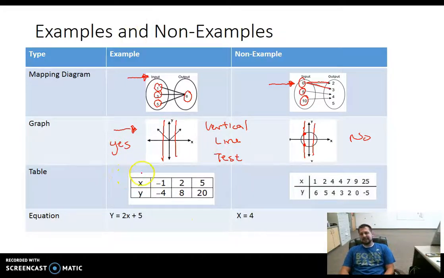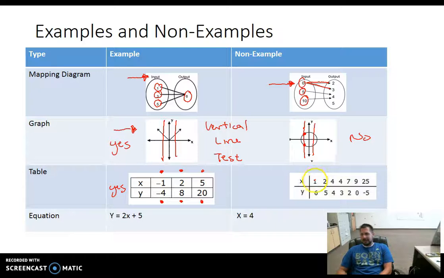Tables are a little bit easier because it's almost like a mapping diagram, but instead of drawing arrows, they're saying, okay, for this x value, -1, my y value is -4. For 2, it's 8. For 5, it's 20. As long as the x values do not get a different y value, in other words, they only get one y value every time, then yes, that is a function.